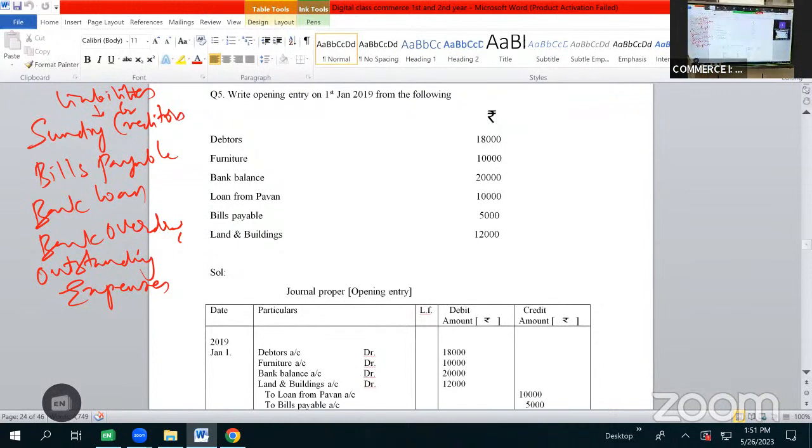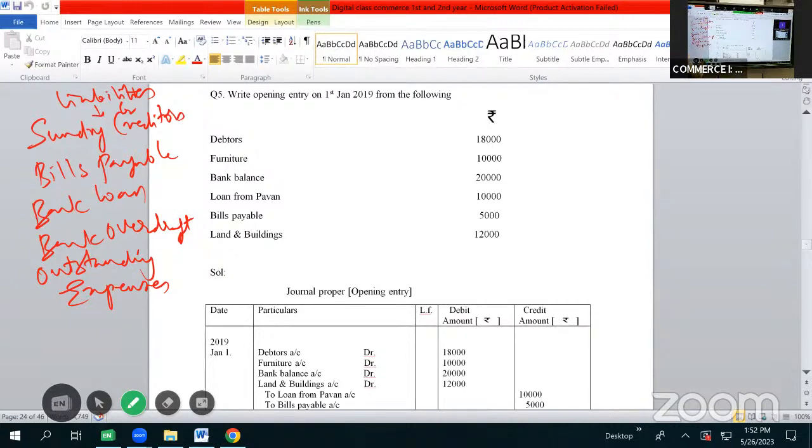So what are the 5 names that we need to remember? Sundry creditors, bills payable, bank loan, bank overdraft and outstanding expenses. These fall under the category of liabilities and they have credit balance.